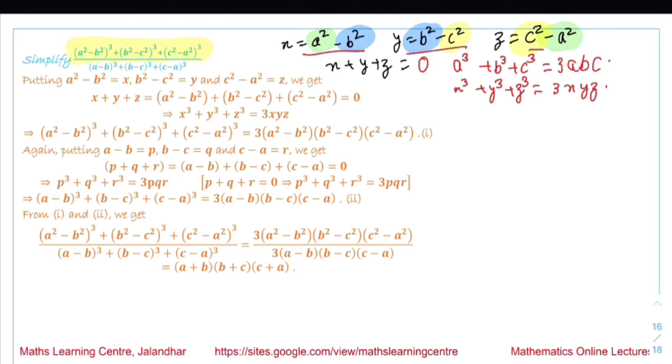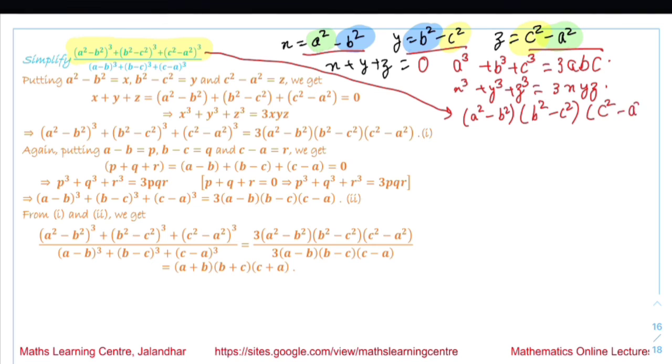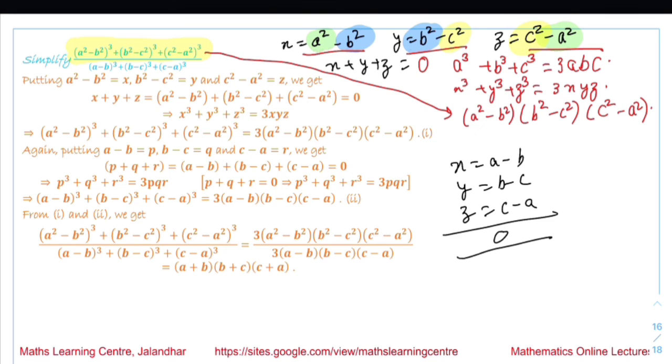Value of x, y and z we have. So the answer we are having, the numerator part I am talking about, will become a square minus b square into b square minus c square into c square minus a square. Now when we are talking about the denominator, again we are substituting x is equal to a minus b, y is equal to b minus c, and z is equal to c minus a. If we add all these terms, again the answer is 0.